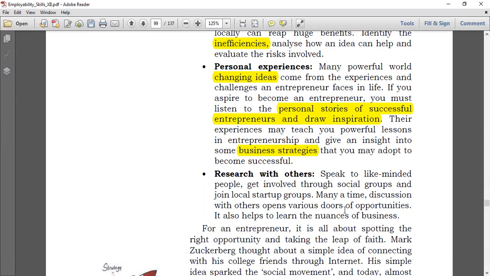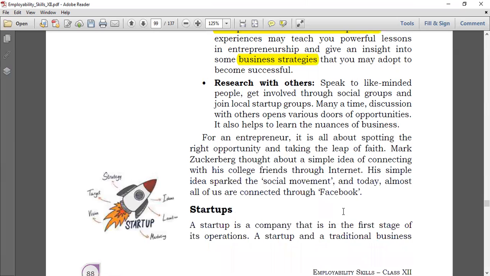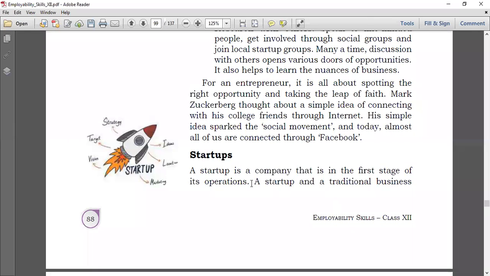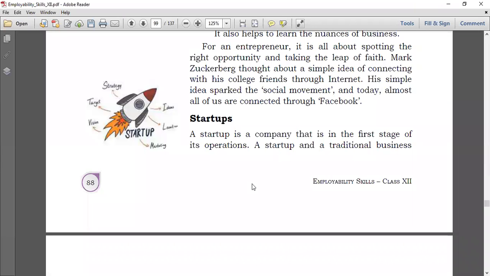Then research with others, speak to like-minded people, and get involved with social groups, join local startup groups, right? So many times discussions also give you various opportunities, right? While discussing with somebody, you may get an opportunity from that person, or he may know some person who is beneficial for you, so that link up can be made, right?